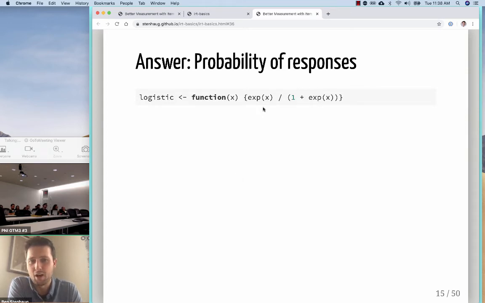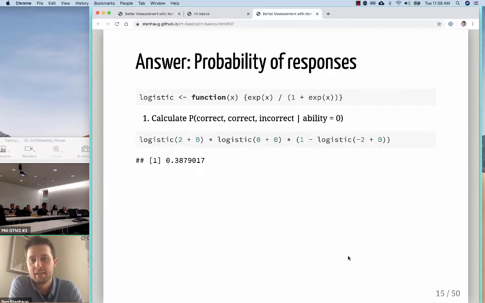I'm doing everything in R here, so I've written this logistic, I've named it, a function that does not come along in R, but we have it. And here's how I've done the first one. So take the logistic of two.